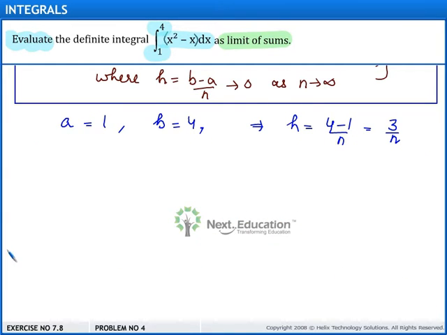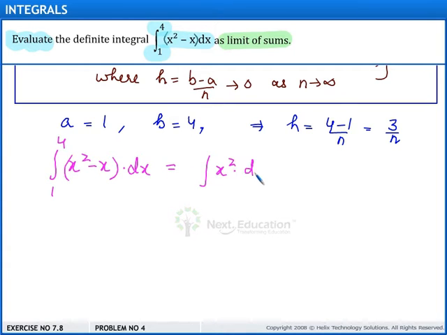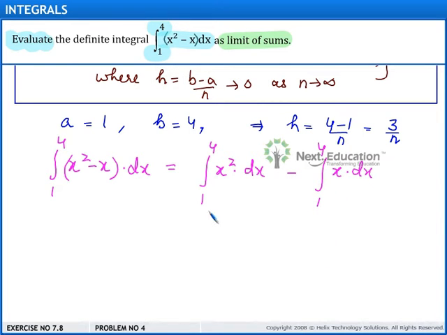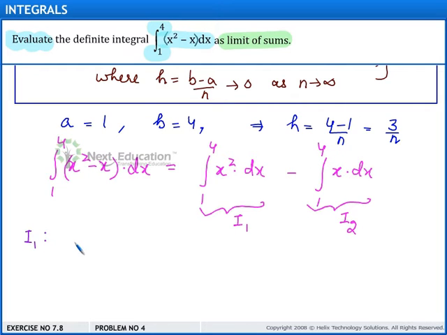Now, the given integral of x square minus x dx from 1 to 4 can be written as the integral of x square dx from 1 to 4 minus the integral of x dx from 1 to 4. Let us denote the first integral by I1 and the second integral by I2. First, let us solve the integral I1.